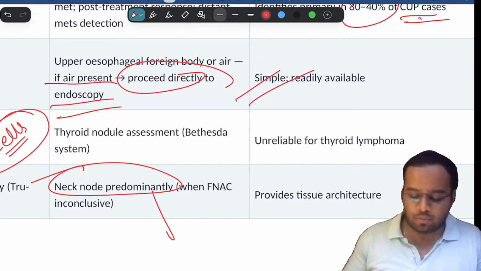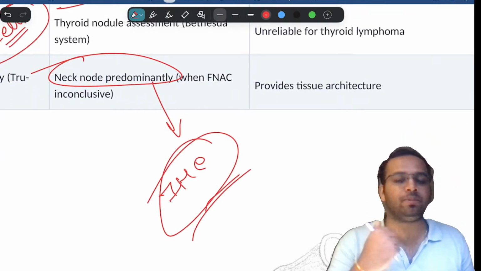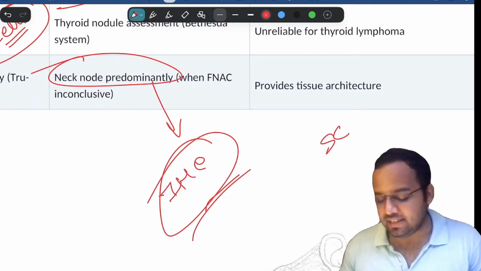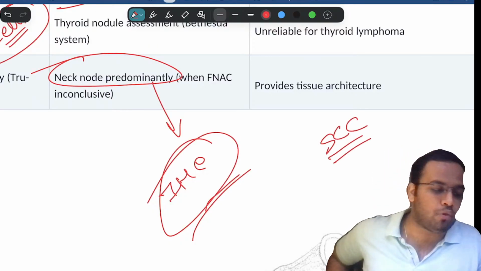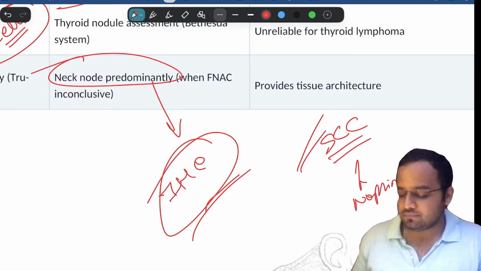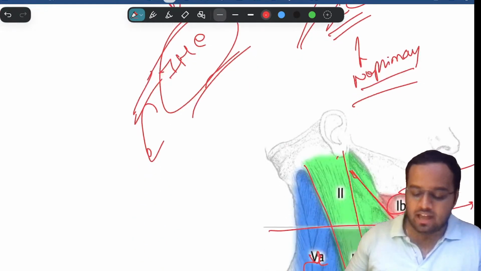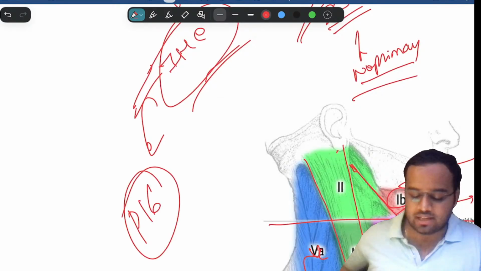So why do you need a tissue biopsy? Because you should go for IHC. What happens is whenever you do a biopsy and there is SCC, nowadays, this is a new protocol. So what is the new protocol? If you have seen SCC with no primary, then you need to send this tissue for immunohistochemistry. They go for staining for P16.